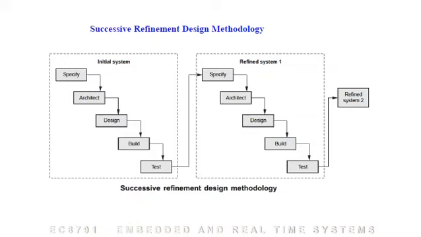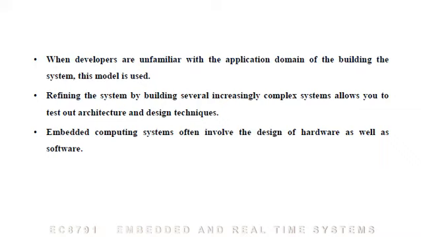Here is the first initial system and refined system 1. Here: specify and architect, design, build and test. It is going to the next refined system. Specify, architect, design, build, test, and refined system 2. When developers are unfamiliar with the application domain of the system being built, this model is used. Refining the system by building several increasingly complex systems allows you to test out architecture and design techniques.